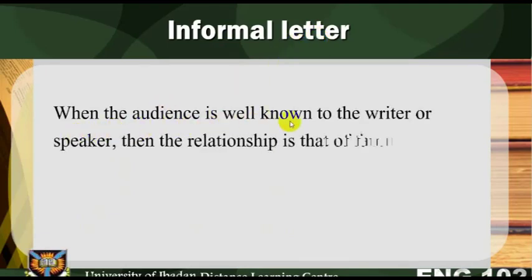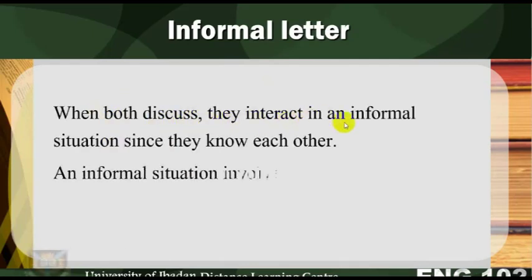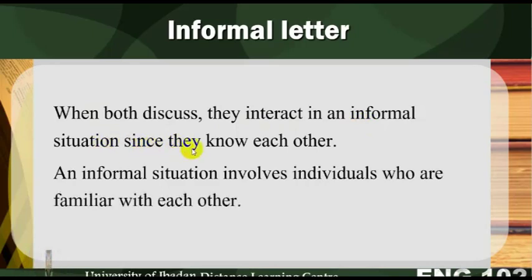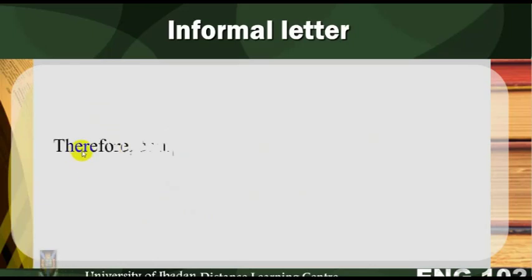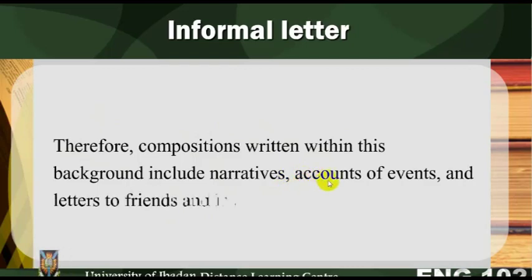Informal language. When the audience is well known to the writer or speaker, then the relationship is that of familiarity. Thus, informal language is required. When both discuss, they interact in an informal situation since they know each other. An informal situation involves individuals who are familiar with each other. Therefore, compositions written within this background include narratives, accounts of events, and letters to friends and loved ones.